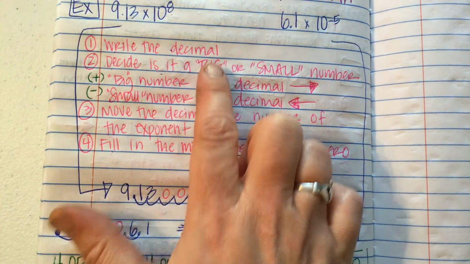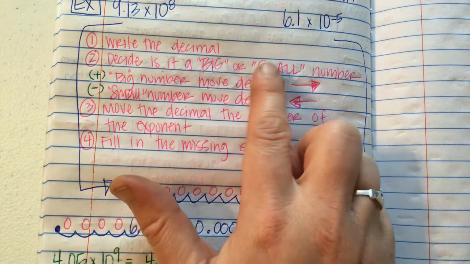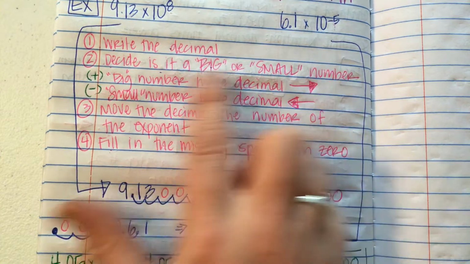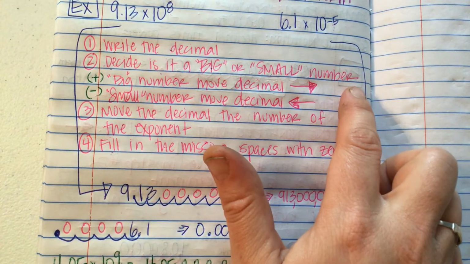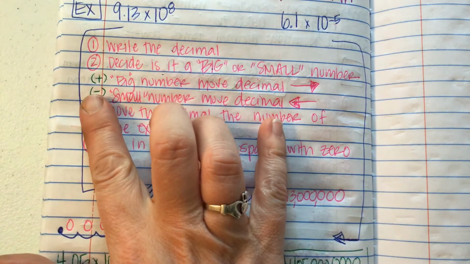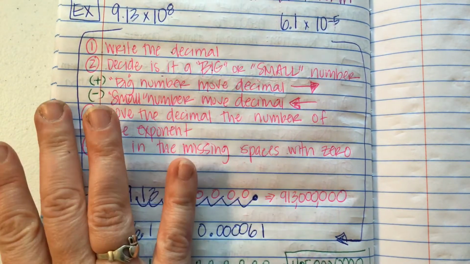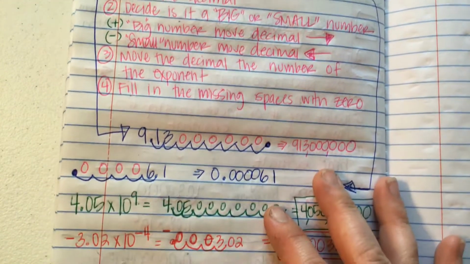So again, my steps. You need to write the decimal down first. Then you decide, is it a big number or is it a small number? If it's a positive exponent, it's going to be a big number. You're moving your decimal to the right. If it's a negative exponent, it's going to be a small number, so you're going to move your decimal to the left.